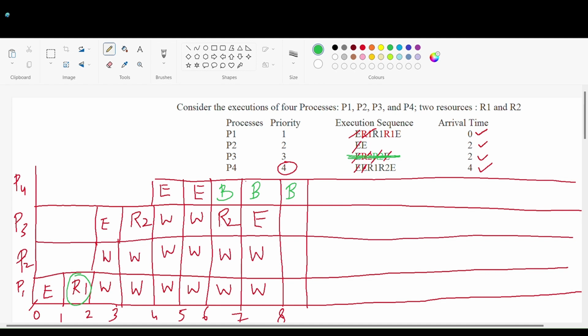P4 is still blocked because P4 wants R1 to execute and R1 is not available. See, there are two resources, R1 and R2. R1 is busy with P1. Clear? So R1 cannot be used by another process. If another process wants to execute R1, that process cannot use R1 because R1 is already busy.